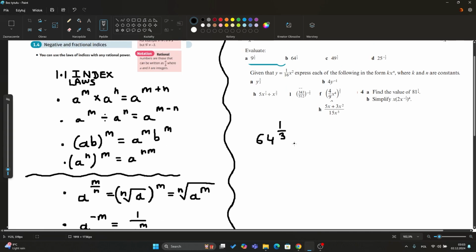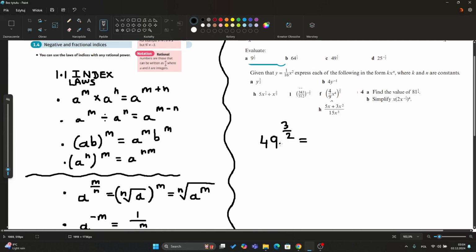Now we have 64 to the power of 1 over 3. This is the same as saying cube root of 64, which is 4. Because the bottom means root and the top means power, but anything to the power of 1 is just the same thing, so it's 4. Now we got 49 to the power of 3 over 2.